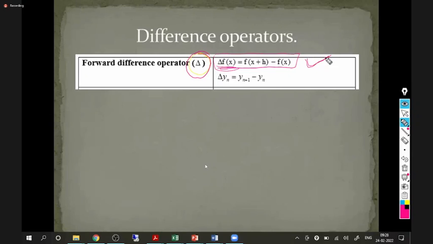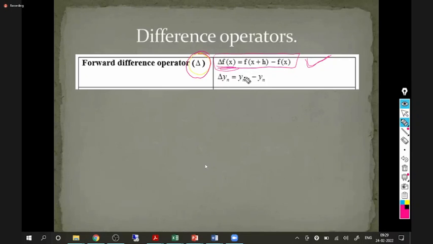They are like a derivative only, but they are defined on numbers where h is very small. When h is very, very small, then it becomes a derivative there. Right now, it is a difference only. Okay. So next value minus same value gives us a forward difference there. This is one of the notations. Other notation is this also.